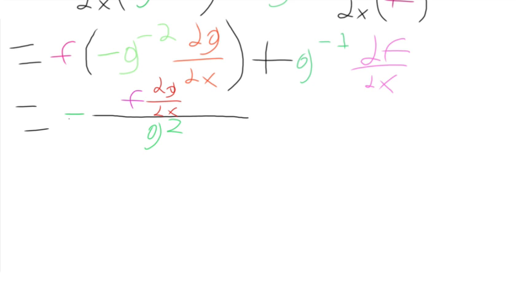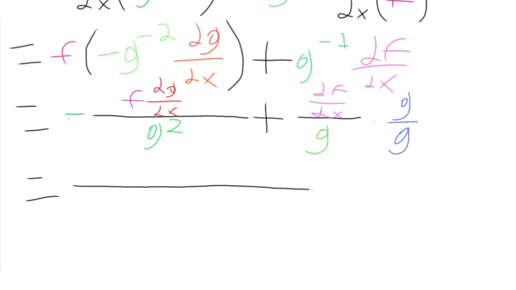And then we have to add this with. So when you have this g to the negative first power right here, that means we're going to have a fraction with denominator g to the first power, or just g, and then the numerator will be this right here, df/dx. So now I'm just going to clean this up a little bit. I'm going to combine these two fractions. So I'm going to multiply this fraction right here, top and bottom, by g, so I can get the common denominator.